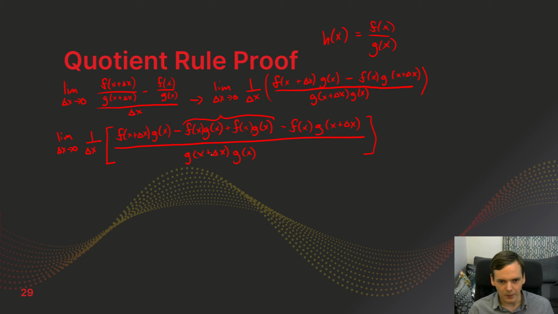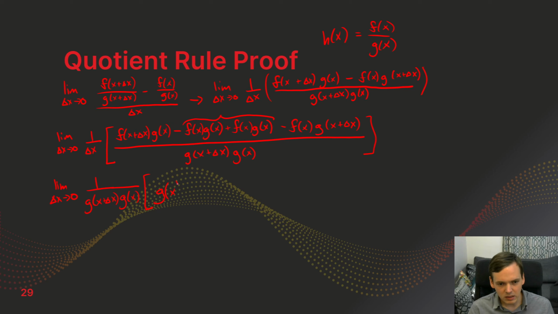And then now we're going to swap our denominators here on the two fractions just so that we can do something later that will make sense when we do it. So we're going to pull out 1 over g of x plus delta x, g of x. And what I'm going to do right here is split it and factor at the same time. So I'm going to take these first two terms here and I'm going to pull out a g of x.